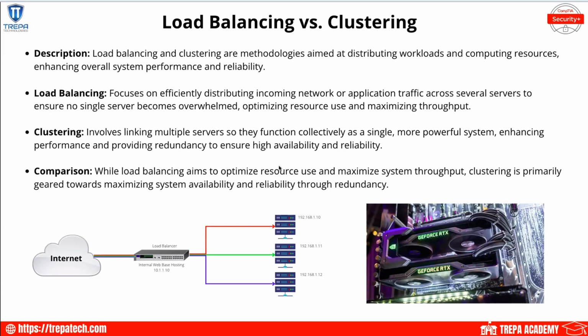So load balancing aims to optimize resource use and maximize system throughput, the network side. Clustering is primarily geared towards maximizing system availability, your compute availability, right? Making sure that the processing power is enough for you to do whatever function that server or service needs to do.